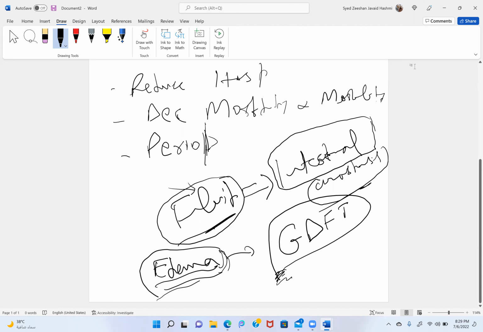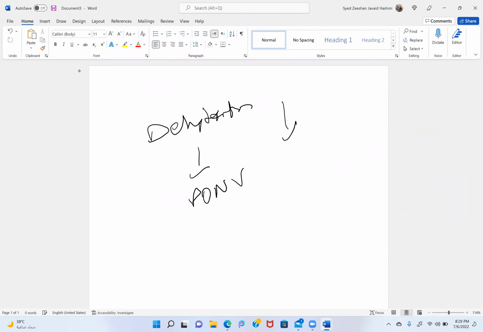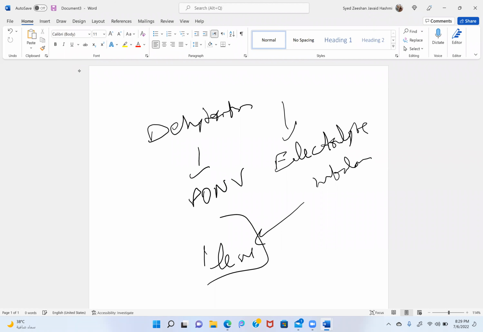So this is the concept. At the same time, if you don't give fluid and the patient is dehydrated, dehydration is a big cause of PONV. There will be electrolyte imbalance, okay, so this will result in ileus. That is why this is very important.